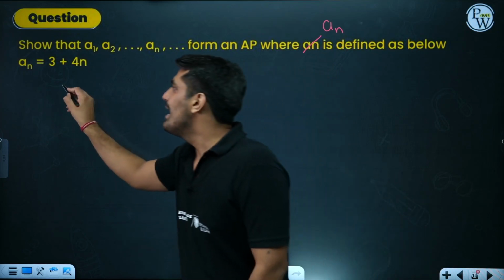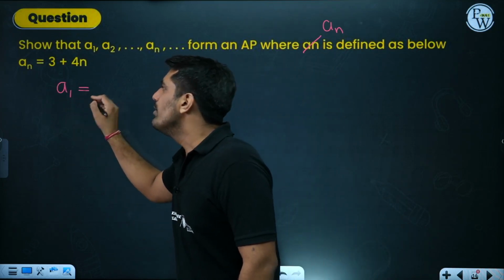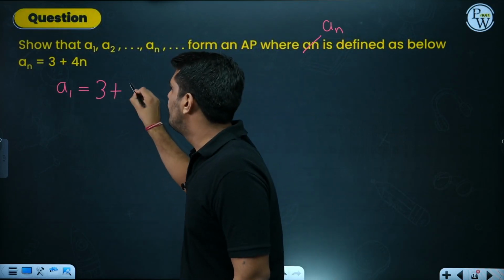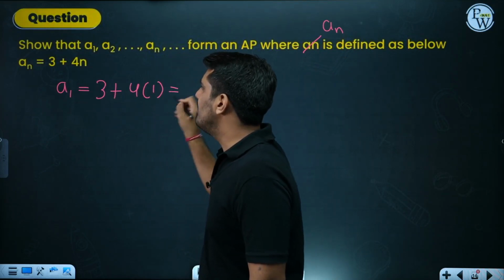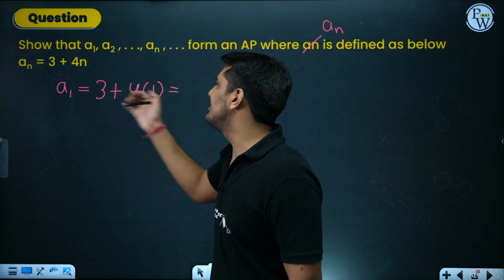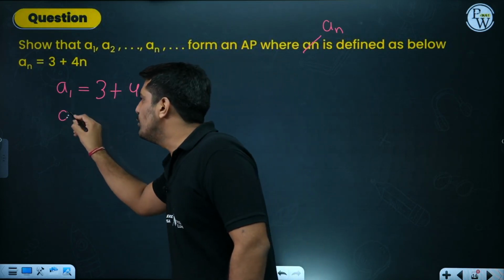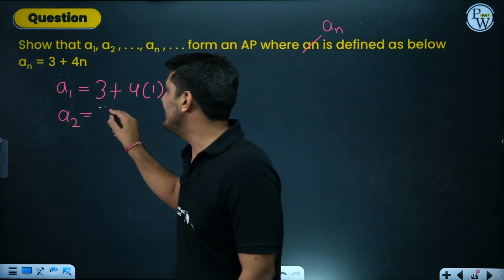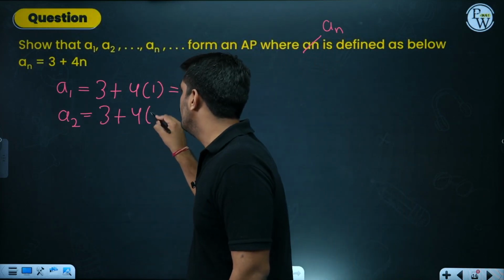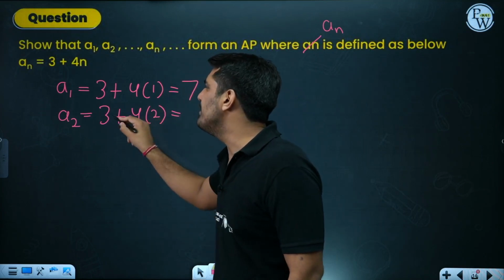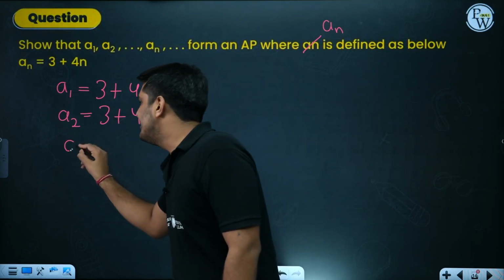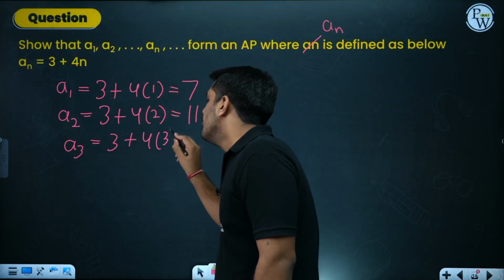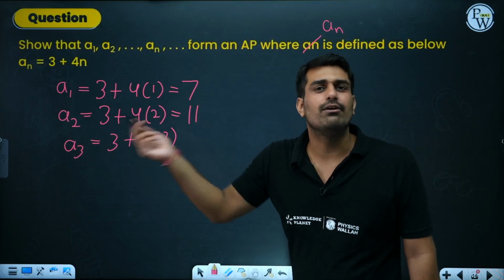So A1. You'll replace n with 1 over here. 3 plus 4 into 1. What will come? 4 into 1 is 4. 4 plus 3 is 7. Alright. A2. What is A2? Replace the value of n with 2. So 3 plus 4 into 2. 4 into 2 is 8. 8 plus 3 is 11. A3. A3 is what? 3 plus 4 into 3. 4 into 3 is 12. 12 plus 3 is 15.